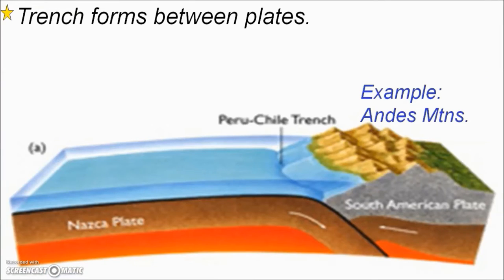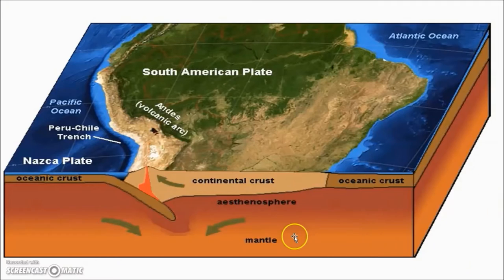A trench will also form between these two plates at a subduction zone. Right now, this is called the Peru-Chile Trench, and that's right off the coast of South America. That's where this oceanic plate gets subducted down underneath the continental crust. Here you can see an aerial shot of the Pacific Ocean with the Peru-Chile Trench. Here's again the Nazca Plate getting subducted underneath the South American Plate as they converge on one another.